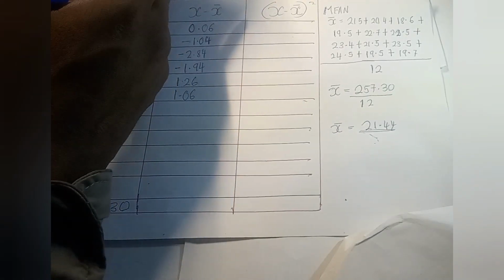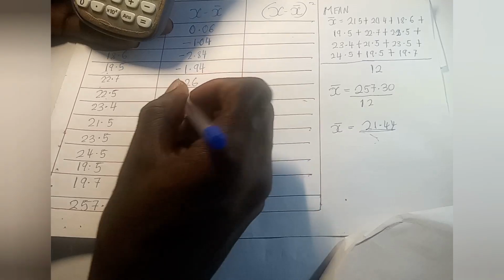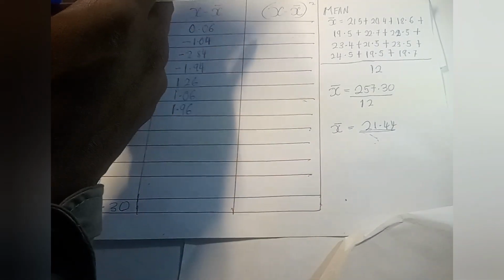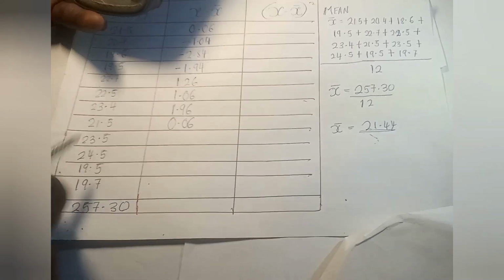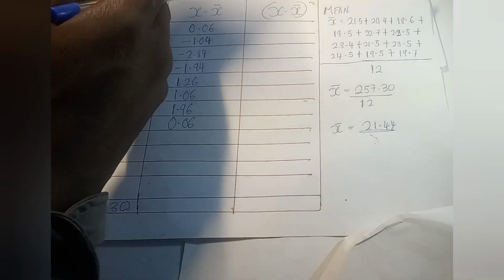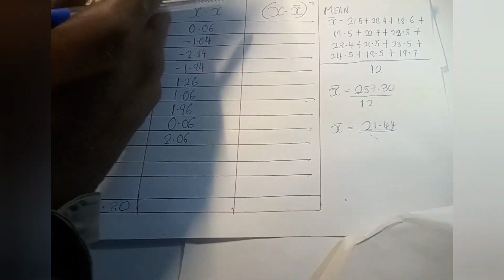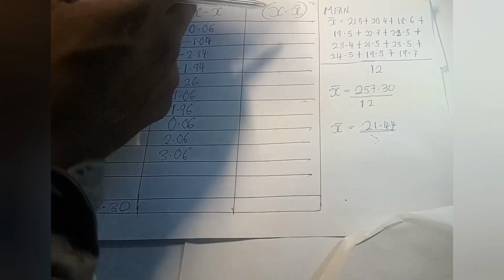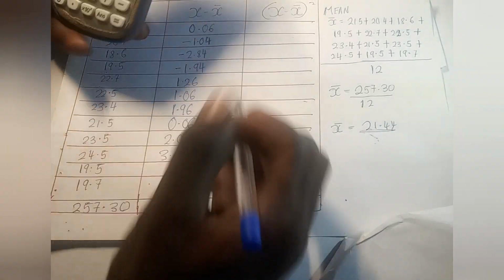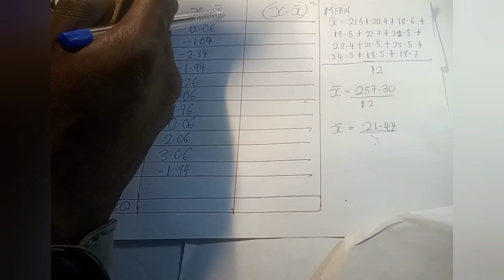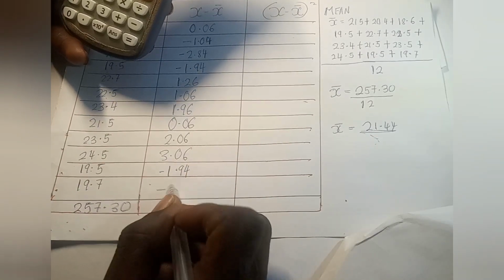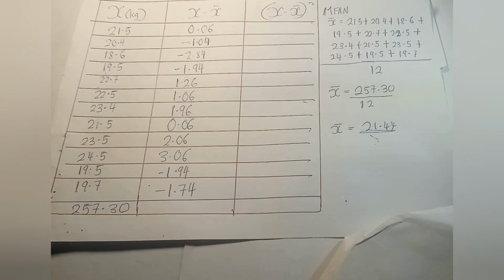23.4 minus 21.44 is 1.96. Then 21.5 minus 21.44 is 0.06. Then 23.5 minus 21.44, and 24.5 minus 21.44 is 3.06. 19.5 minus 21.44 is minus 1.94. Then 19.7 minus 21.44 is minus 1.74.